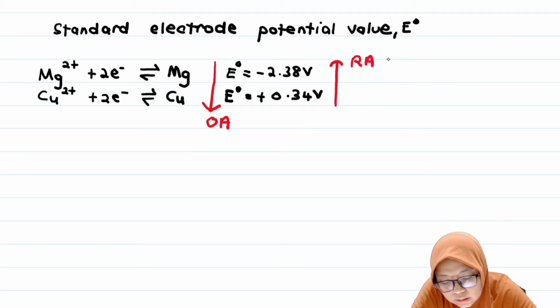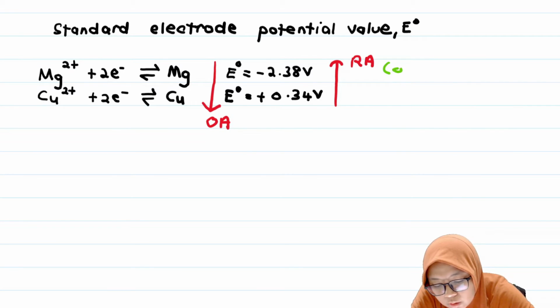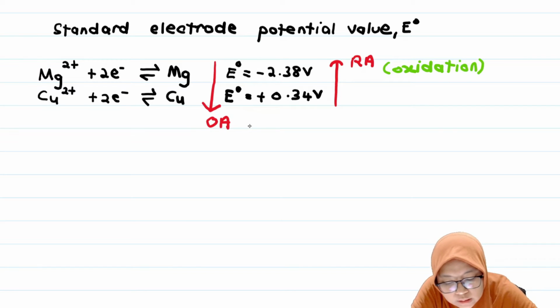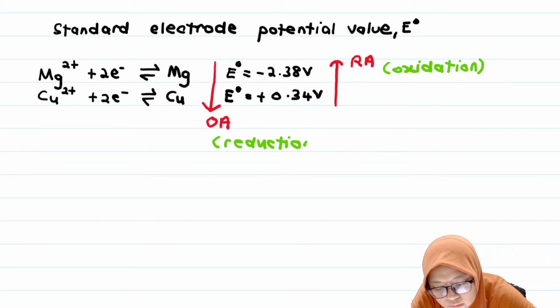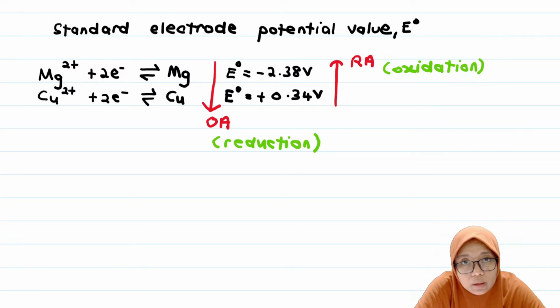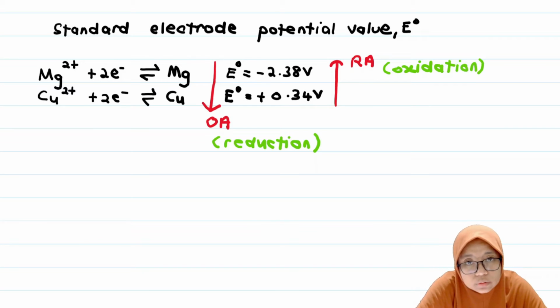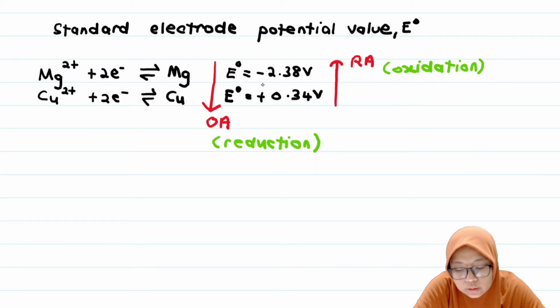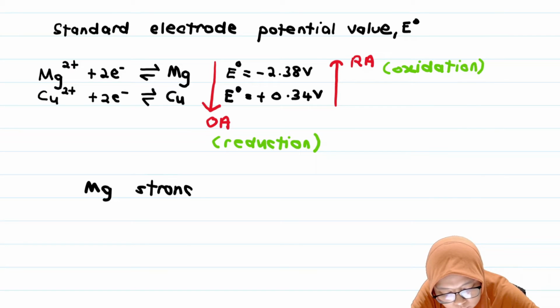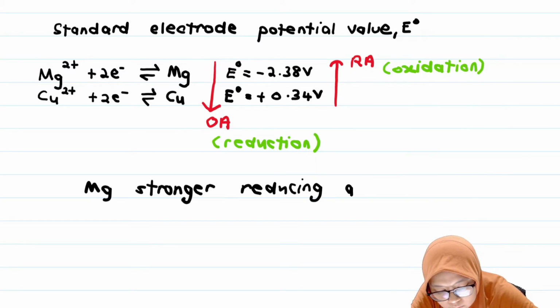So what does it mean by strong reducing agent? It means the metal will easily undergo oxidation. And what does it mean by strong oxidizing agent? It means they easily undergo reduction reaction. Inside this cell, we have two metals. Both of them are metals. Magnesium and copper have different electrode potential values. Magnesium is more negative than copper, which means that magnesium is a stronger reducing agent.